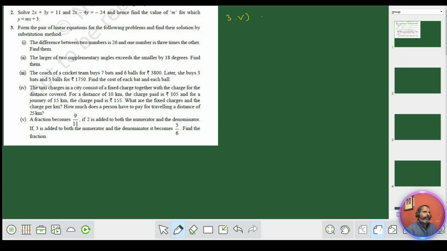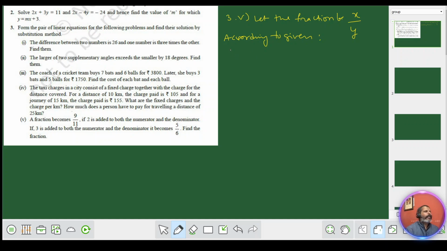So we'll say, let the fraction be x by y, where x is numerator, y is denominator. Now we'll say according to given. According to given, we start constructing the equation.